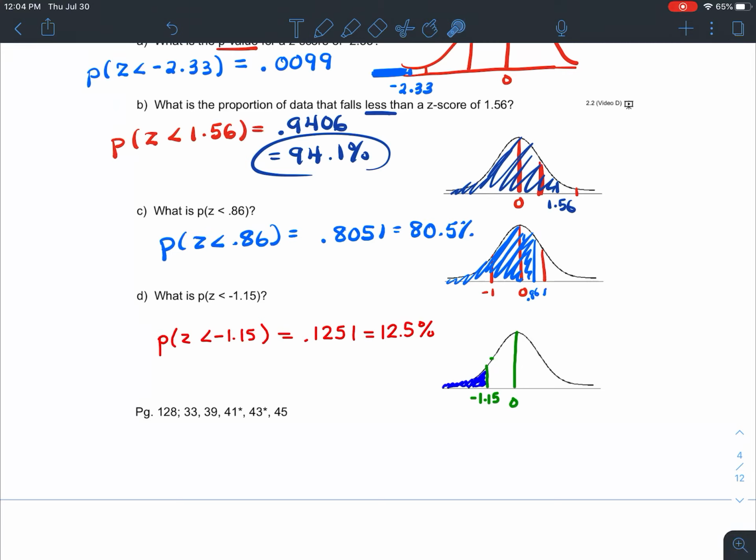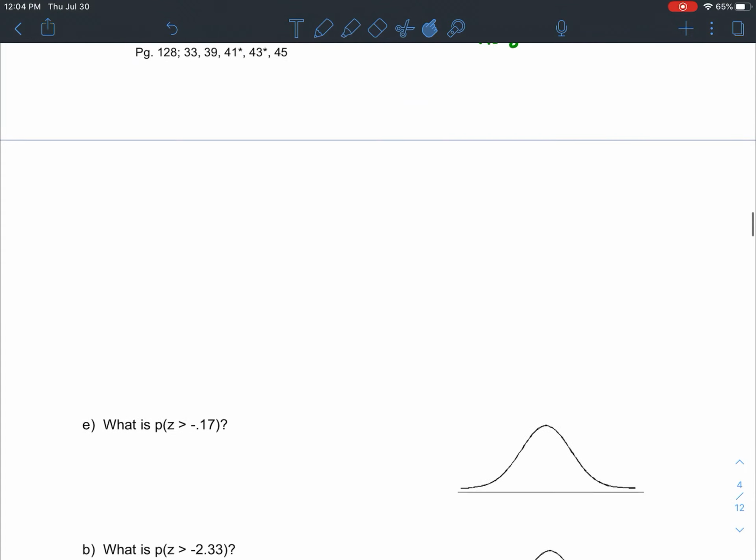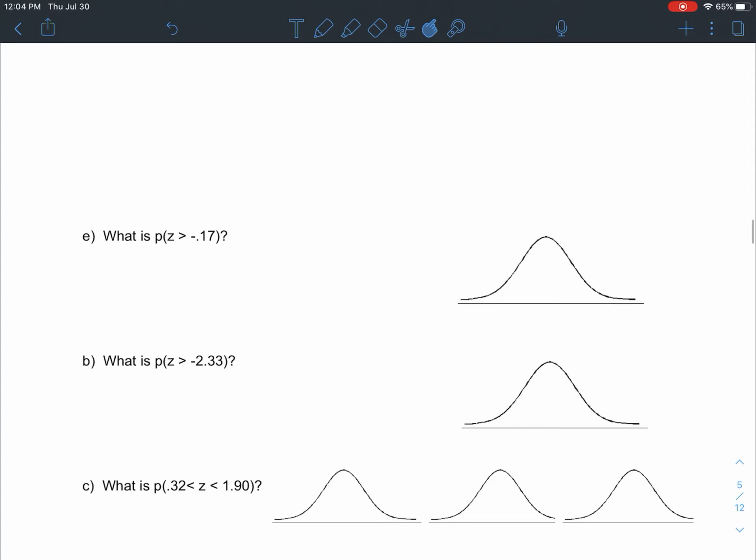Okay, you can see on the next example, I went ahead and completed that one there for you. Again, this is a homework assignment that you should have been able to probably complete most of those from the previous video. Okay, let's jump on down to example E here, because this one is a little bit different. At this point, all of the problems have been asking us to find that area that has been to the left of the z-score, and they've used a less than symbol here, but now we have a greater than symbol.